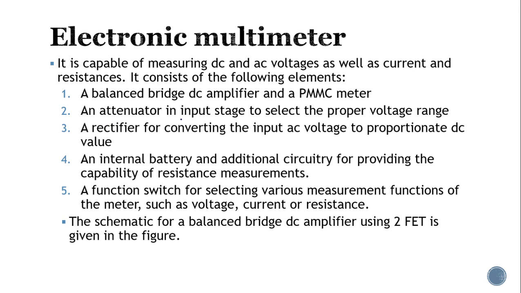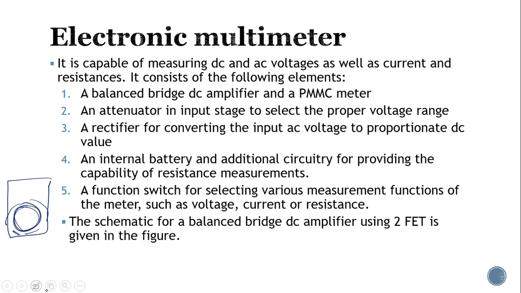Then you have an attenuator at the input stage, which is actually a voltage divider that is used to step down the voltage to a particular level which can be read by the device. Then you have a rectifier which converts the input AC to a proportional DC value. You have a battery and additional circuitry, and then a function switch to select what you want to measure. You might be familiar with the multimeter. You have a selector switch over here, with a range of voltages, resistances, and current. You can also check for continuity. This is your selector switch.